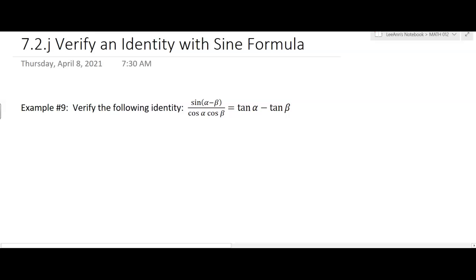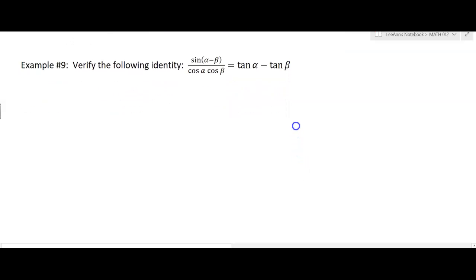So it's another identity to verify. Okay, so it looks like the left-hand side is more complicated, so we'll work with that. Interesting to note, I only have one term in the denominator, cosine alpha cosine beta. So that's multiplication down there. That could be very helpful.